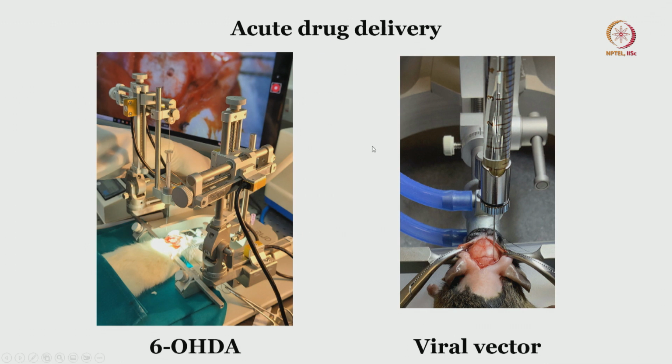Similarly, on the right hand side, the example is for viral vector infusion as part of an optogenetic study. Before you use the optic probe, you need to introduce a viral vector, which is going to induce the fluorescence, which will be triggered using the optogenetic probe.